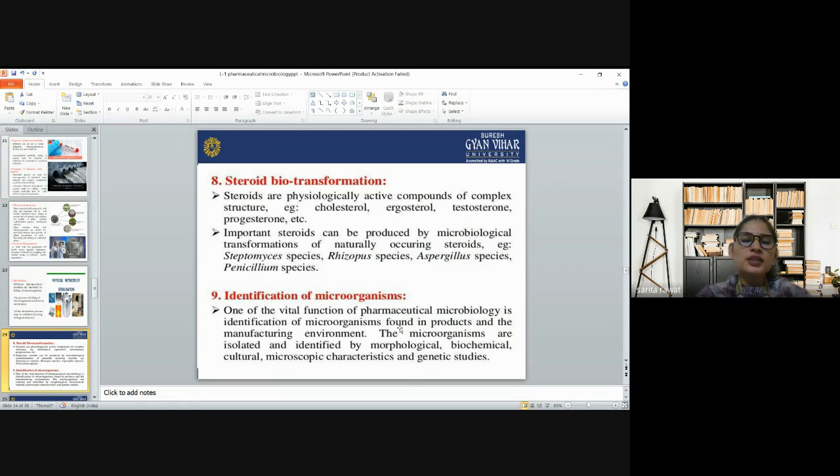Then the next use is identification of microorganisms. One of the vital functions of pharmaceutical microbiology is identification of microorganisms found in the product and the manufacturing environment. The microorganisms are isolated and identified by morphological, biochemical, cultural, and microscopic characteristics and genetic studies.